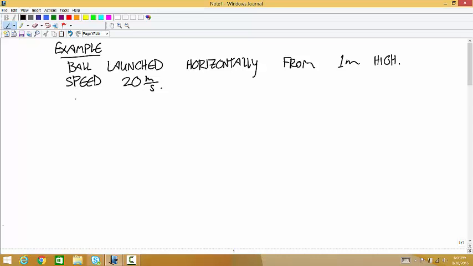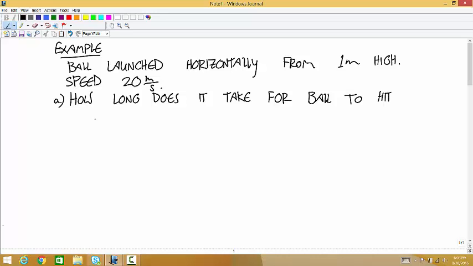How long does it take for the ball to hit the ground? So let's call that part A. And second, how far away horizontally does the ball hit the ground?